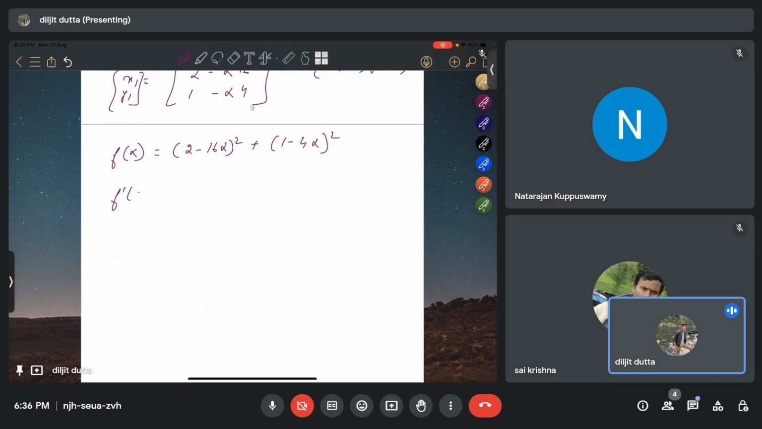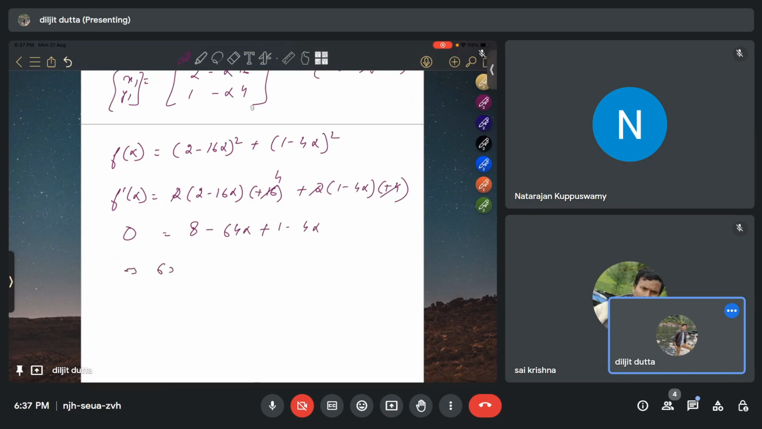So we'll take f dash of alpha equal to 2 into 2 minus 16 alpha into minus 16 plus 2 into 1 minus 4 alpha into minus 4. So f dash alpha should be equal to 0 for getting a minimum. So I think 2 and 2 will go out here. So minus and minus we can get cancelled since it's 0 this side. So you can take 4 and it will be 4. 8 minus 64 alpha plus 1 minus 4 alpha. Alpha is equal to 9 by 68.